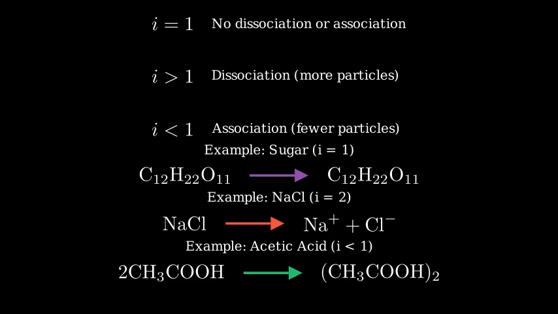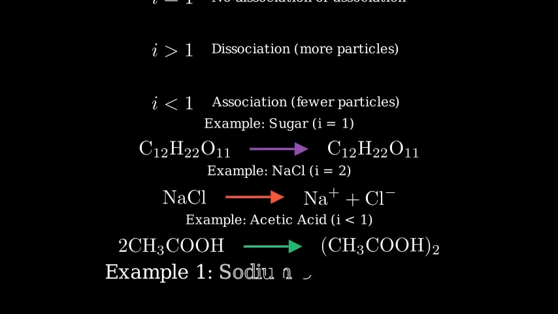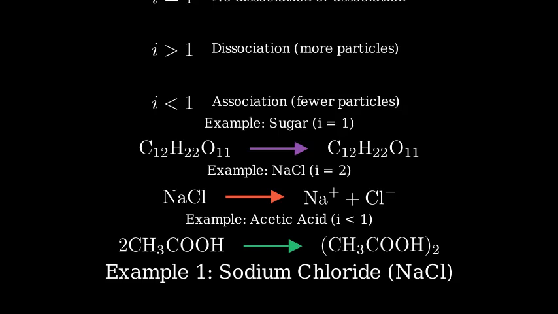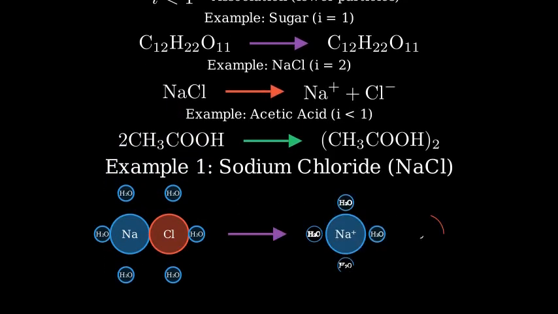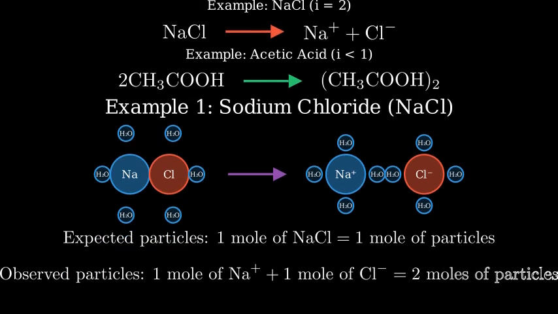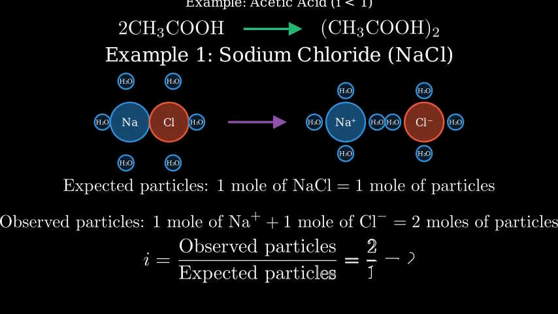Let's work through some detailed examples to better understand the Van't Hoff factor. First, let's consider sodium chloride, NaCl. In water, NaCl completely dissociates into Na+ and Cl- ions. For 1 mole of NaCl, we expect 1 mole of particles based on the formula, but we actually get 2 moles of ions, 1 mole Na+ plus 1 mole Cl-. So the Van't Hoff factor for NaCl is i equals 2 divided by 1, which equals 2.